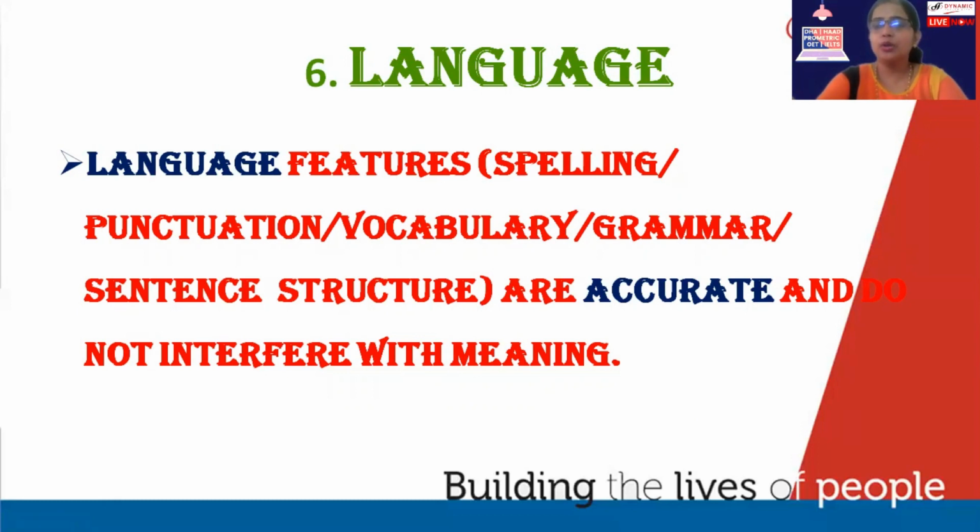And now the scoring using these criteria. The first criterion, purpose, has 0 to 3 marks, and all the other 5 criteria have 0 to 7 marks. According to your letter, you will be given marks for each criterion.